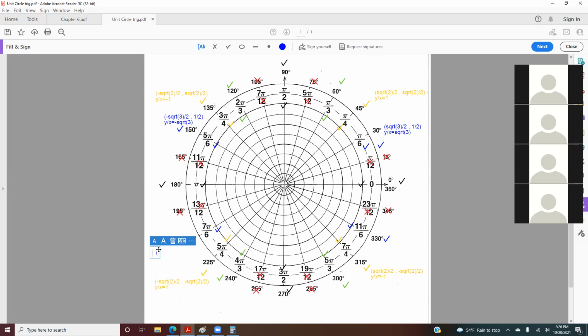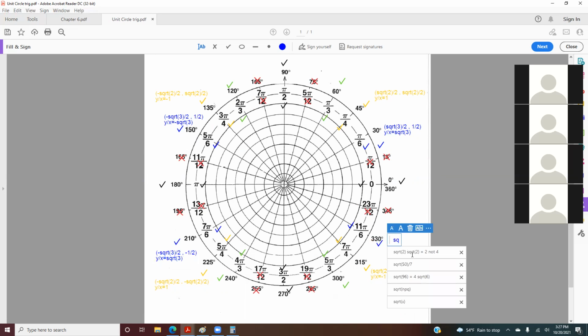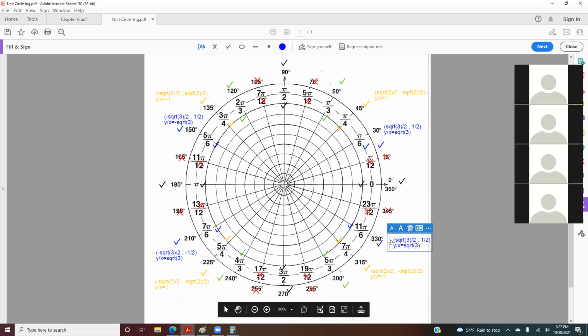And then same thing with this one. In quadrant 3, both the x and the y are negative, but when you divide, it's positive. And then in quadrant 4, you will find out that only the y value is negative, so y over x is negative. So if I want you to figure out what is tangent 11 pi over 6? It is negative square root of 3.